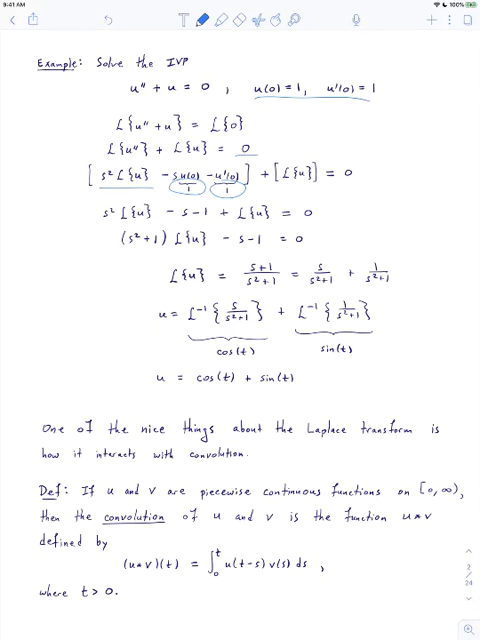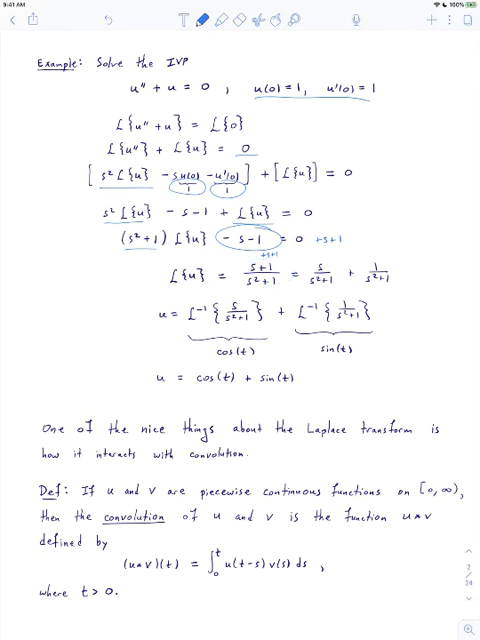So we simplify. We have s squared times the Laplace transform of u, minus s, minus 1, plus another Laplace transform of u. If we add those together and factor out the Laplace transform of u, we're left with s squared plus 1, times the Laplace transform of u. Then we put this minus s minus 1 on the other side. So we add s and 1, and those end up over on the other side. Then we divide by s squared plus 1 to get this expression: the Laplace transform of u is equal to s plus 1 over s squared plus 1.